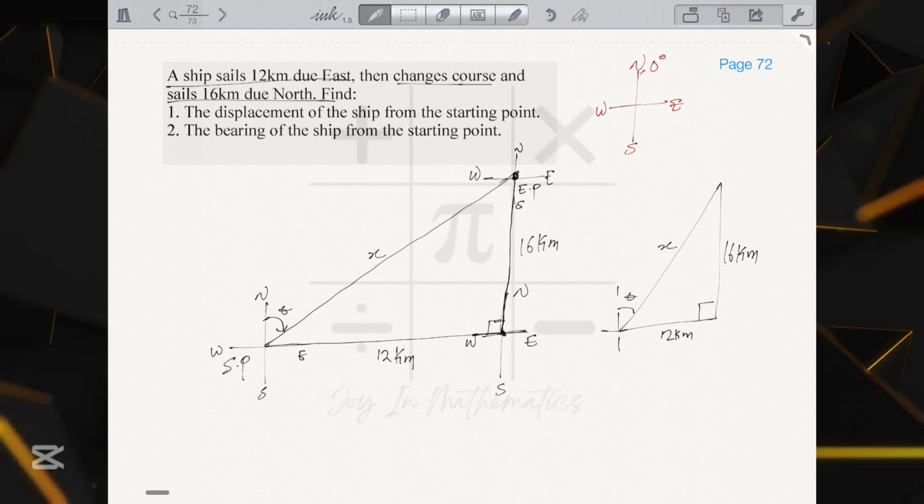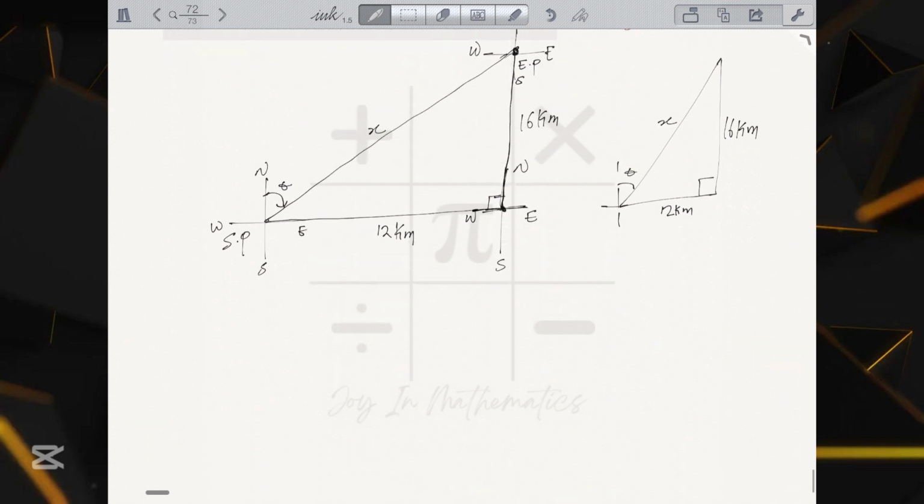So the first thing to do now is to evaluate X. So using Pythagoras theorem, we understand that the hypotenuse squared is equal to the opposite squared plus the adjacent squared. The hypotenuse in this case is x squared. The opposite is equal to 12. The adjacent, let's say, is 16.